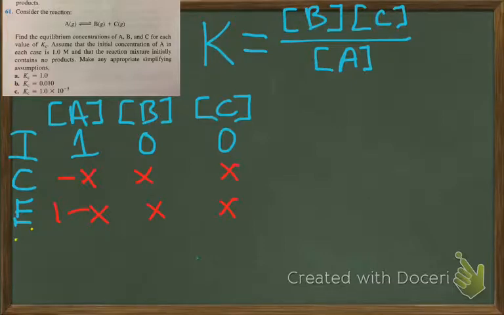And whenever I plug in, now I'm going to do 1 times 10 to the negative 5th equals x over 1 minus x. Okay? Well, whenever I simplify here, I'm going to say that x times x, that's x squared.